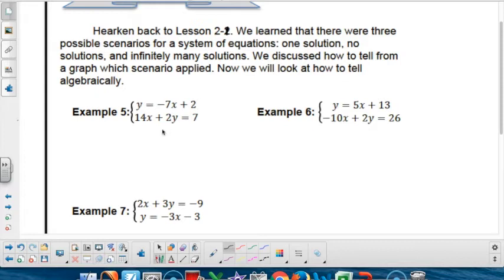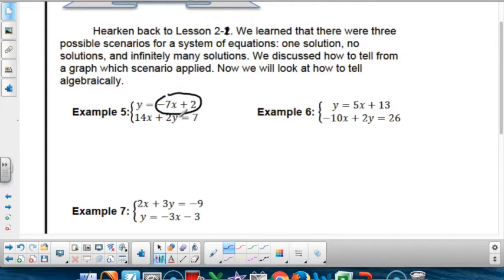Y equals negative 7x plus 2. So I'm going to use substitution. I'm going to take this negative 7x plus 2 and replace this y with it. So my new equation is going to be 14x plus 2 times (negative 7x plus 2). Make sure you put your parentheses, and then it's equal to 7. And then I'm going to distribute with a skinnier pen so I have room. I'm going to distribute that 2, leaving the 14x alone. 2 times negative 7x is negative 14x and 2 times 2 is 4.